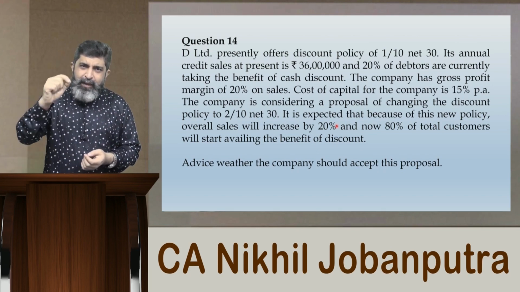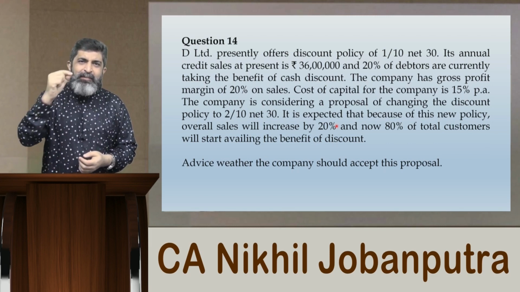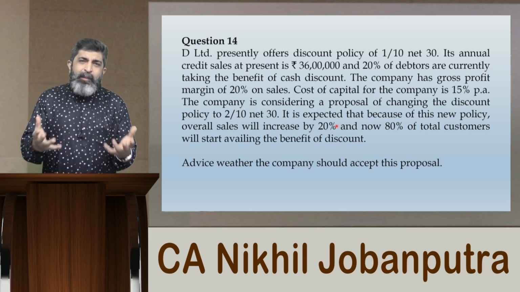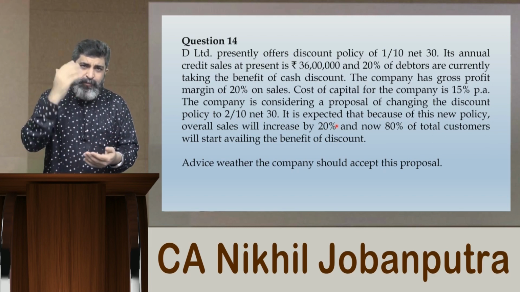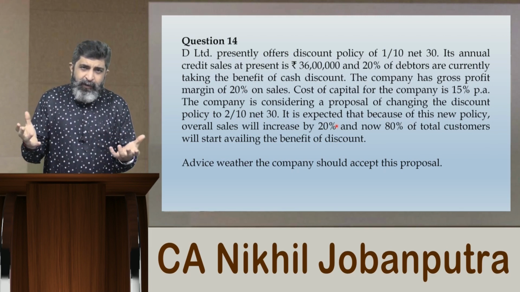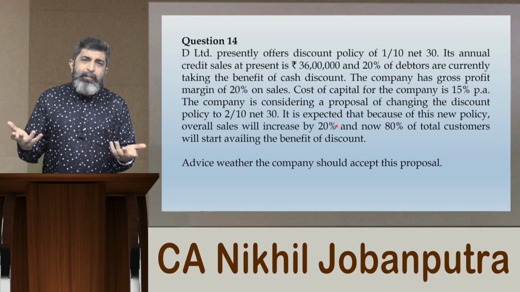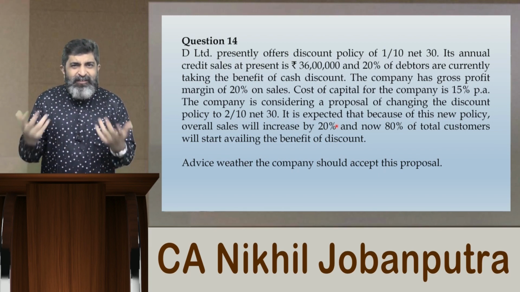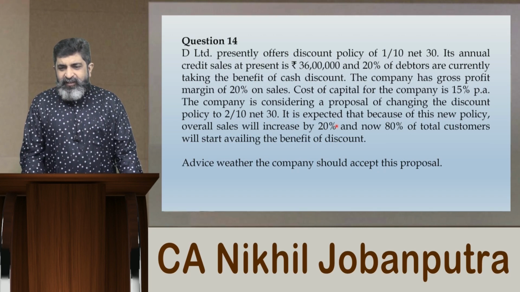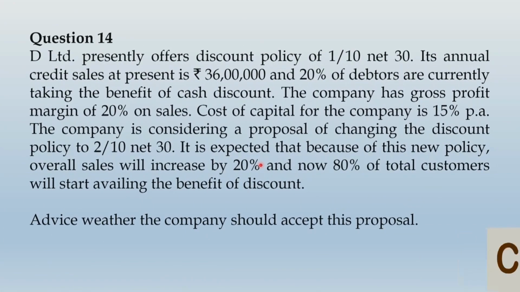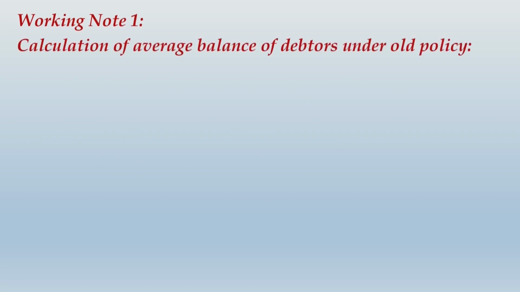So you can mark these as A, B, C, D, and your net benefit will be A minus B minus C minus D. And depending upon how you are getting your calculations of net benefit, if your net benefit is increasing as per the proposed policy, then you implement the proposed policy. Otherwise, you may just continue with your current policy for future as well. So let us now see how to present the solution of this question. In your solution, you will obviously first begin with some working notes. Getting started with working note number 1, calculation of average balance of debtors under old policy.